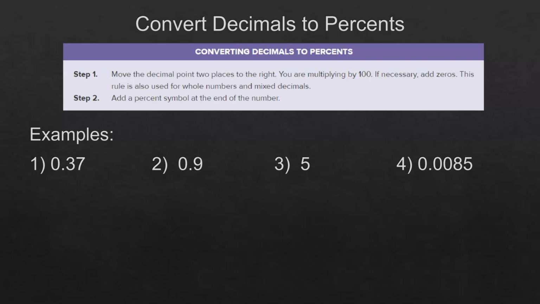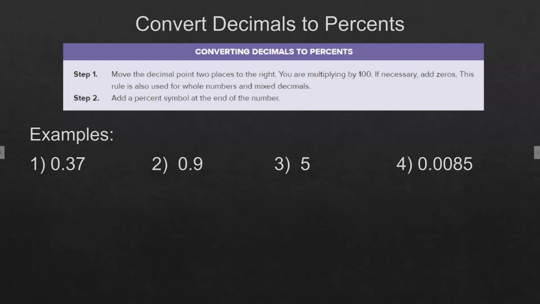So first, we're going to be converting decimals to percents. To do that, we're basically multiplying by 100. So we're moving the decimal 2 places to the right, which is the same as multiplying by 100. Sometimes we have to add some zeros, and then we add the percent symbol at the end of the number. So the purple box basically tells you those steps. I'm sure you guys are familiar with this.